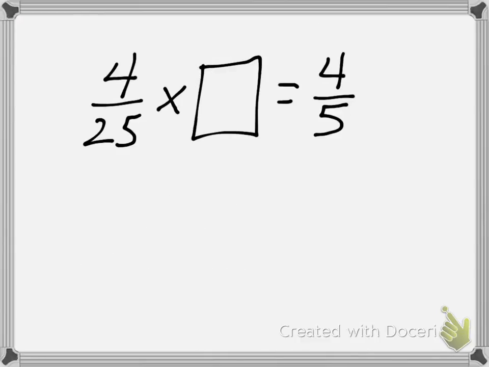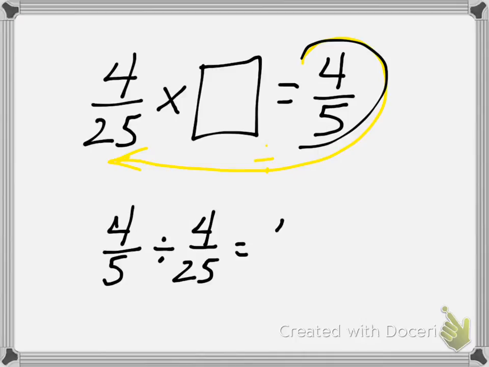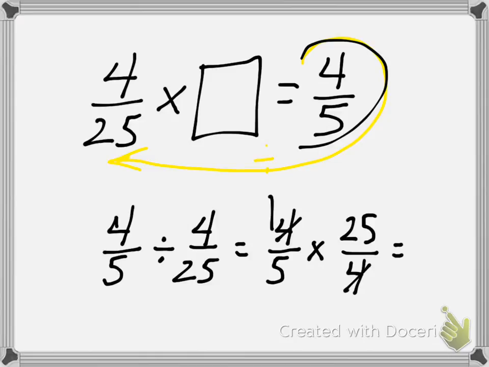So we could take this problem and go backwards and divide to get this missing factor. So we would start with the 4/5 right here, 4/5 divided by 4/25. So we're going to keep, change, flip: divide becomes multiply, flip 25 to 4, and then we can cancel. 4 divided by 4 is 1, and divide this also by 4. If we divide 1 by 4, we do the other.